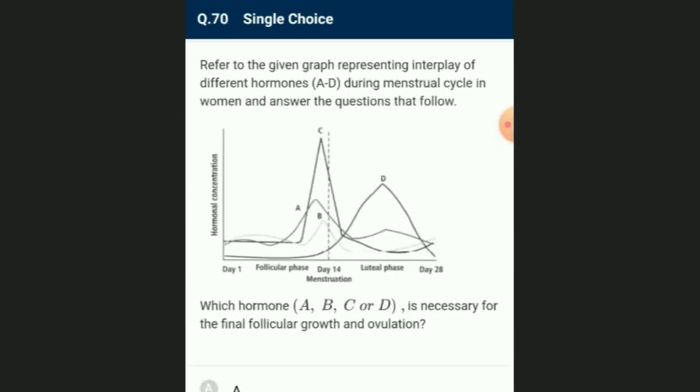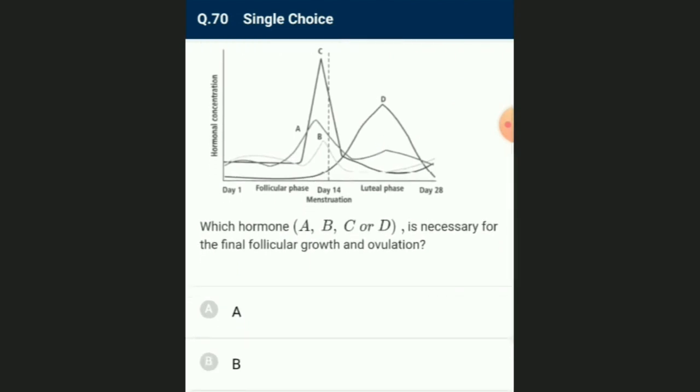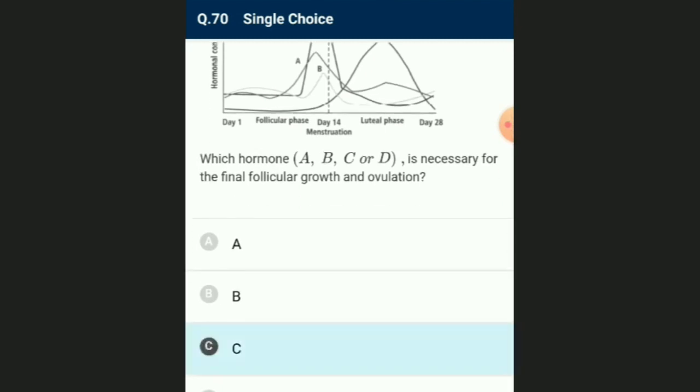Question number 70. Refer to the given graph representing interplay of different hormones A to D during the menstrual cycle in women and answer the following. Which hormone A, B, C or D is necessary for final follicular growth of ovulation? See the diagrammatic representation here. A, B, C, D represent estrogen, FSH (follicle stimulating hormone), LH (luteinizing hormone). So the answer for this question is option C. C is necessary for final follicular growth and ovulation.